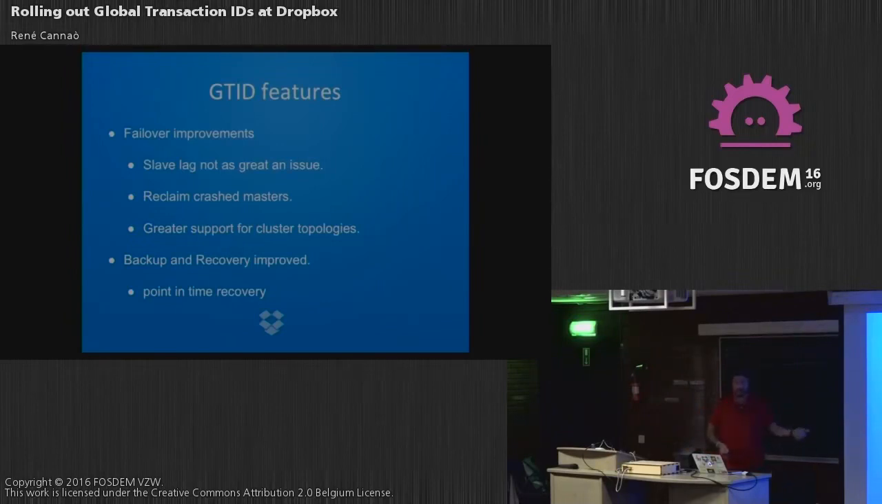It also makes things easier because if the master that crashed comes back online, you know exactly where it stopped, and you can put it back in the replication topology. Because of those features, it allows you to build very complex replication topologies. It also improves backup and recovery, and we're going to show more slides about this.